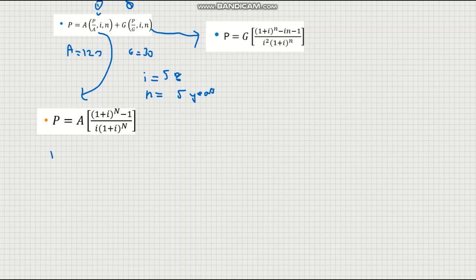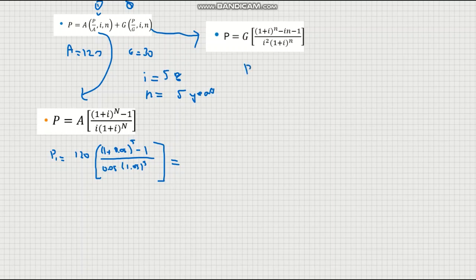So let's say P1 is equal to A, which is 120, multiplied by (1 plus 0.05, which is 5%) to the power of 5 years, minus 1, over 0.05 multiplied by 1.05 to the power of 5, and we need to find this result.